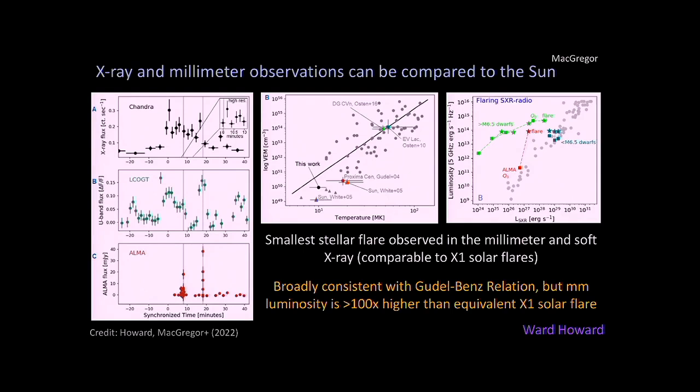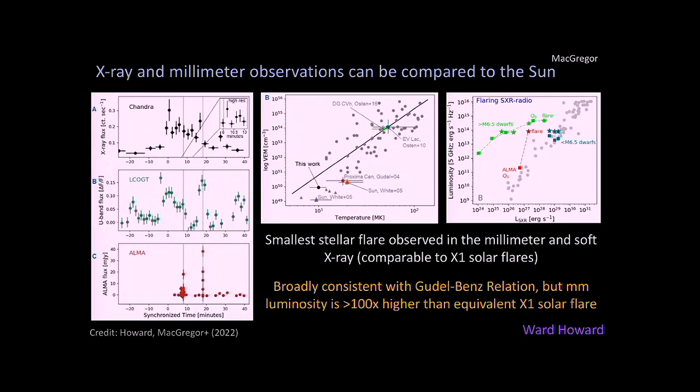And with this, we can start to take some comparisons to the sun. So this is showing the volume emission measure as measured from Chandra and the temperature. And you can see where this Proxima flare lies relative to comparable sized flares from the sun. The energy of this flare was roughly an X1 solar flare, which is a big solar flare, but still something that's actually comparable to our sun, unlike, you know, these giant M-dwarf flares, which are orders of magnitude more energetic.